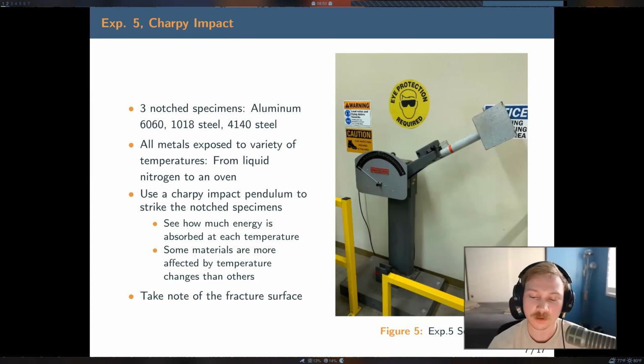Afterwards, once we break it, we're going to use what I wouldn't really call a microscope, it's almost like a really good macro camera, and we're going to take pictures of the fracture surface. You'll see that if a material absorbs a lot of energy, it's going to have a very rough fracture surface, and if it doesn't absorb a lot of energy, it's going to be a very clean cut surface. It looks kind of cool, to be honest.